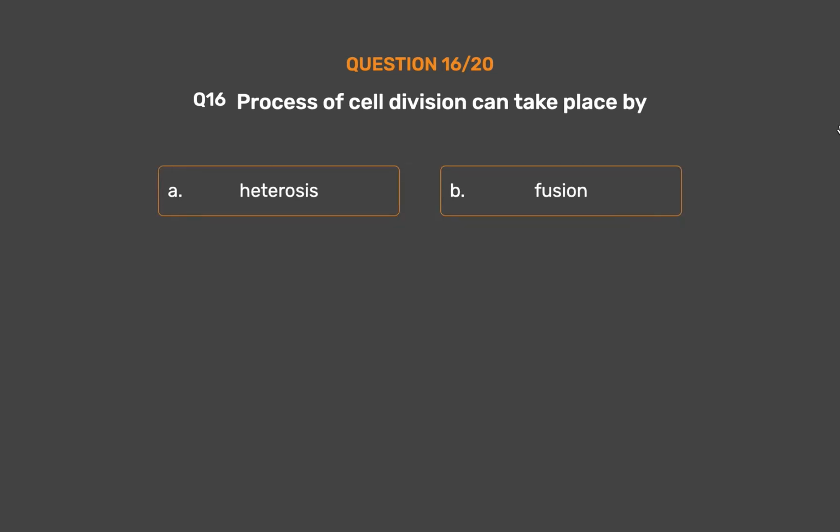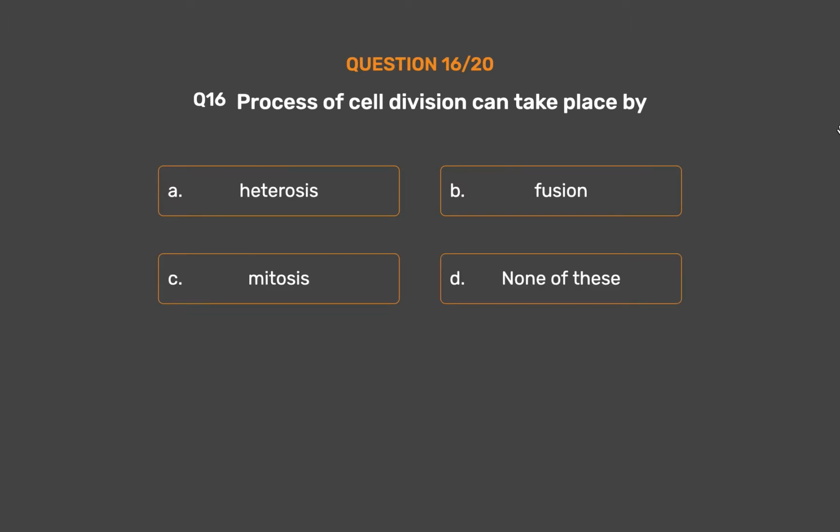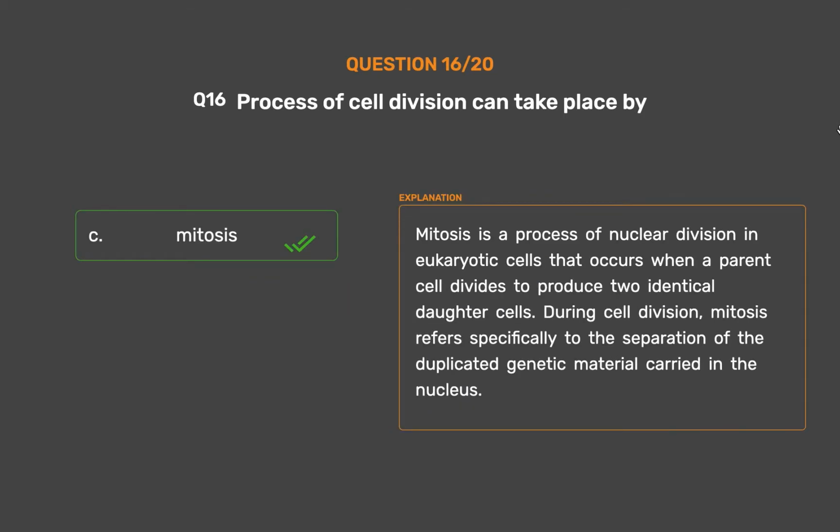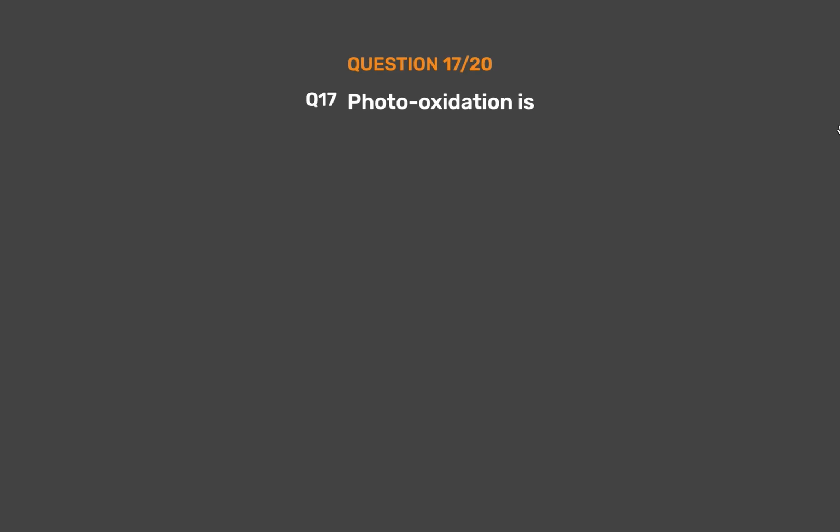Heterosis. Option B. Fusion. Option C. Mitosis. Option D. None of these. The correct answer is option C. Mitosis. Mitosis is a process of nuclear division in eukaryotic cells that occurs when a parent cell divides to produce two identical daughter cells. During cell division, mitosis refers specifically to the separation of the duplicated genetic material carried in the nucleus. Question number 17.